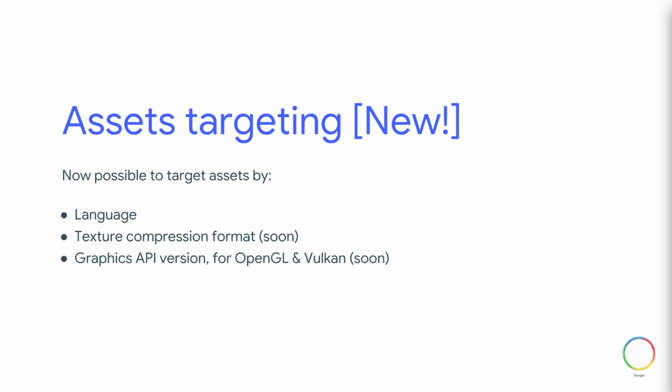Now, we realize that for some of you, assets represent a big part of your app, so the App Bundle also supports asset targeting. We're starting with language targeting, and we'll soon be adding texture compression formats and graphics API versions so that we can serve only the relevant assets to each of your users and reduce further the size of your apps and games.